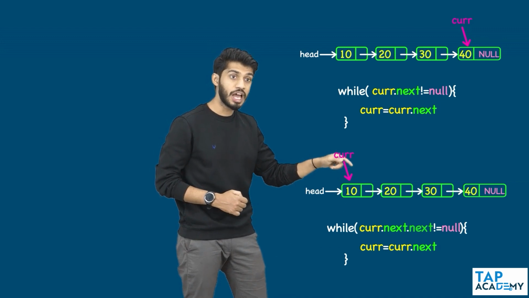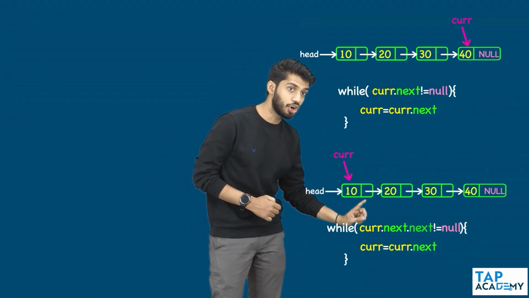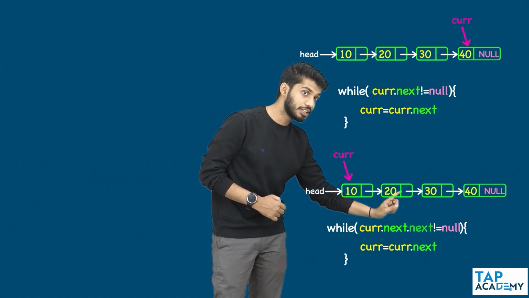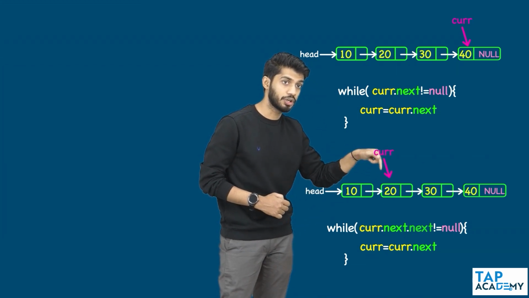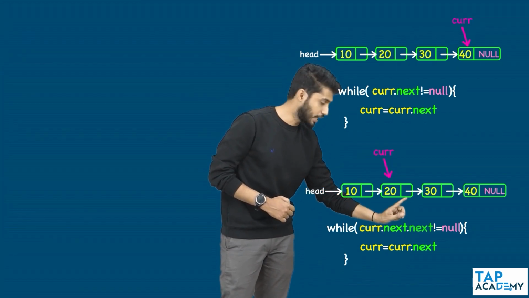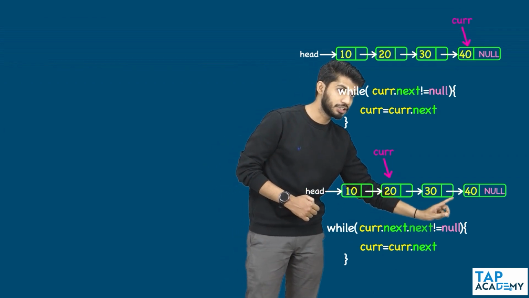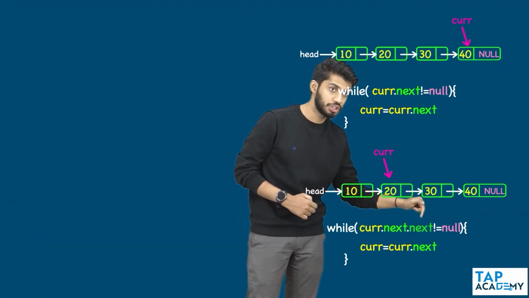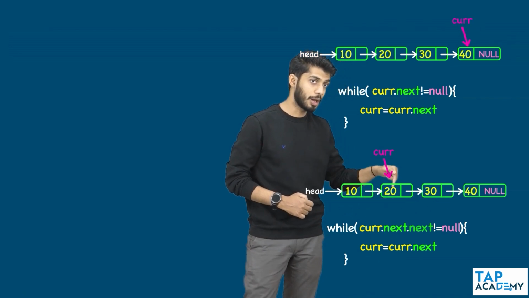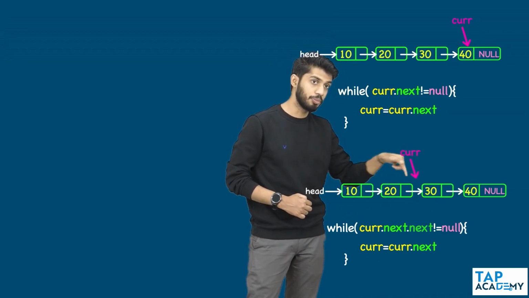Then I will check the condition. Is current.next.next, where current.next is this and .next is this, not equal to null? No, it's not equal to null. So it repeats. Current moves from here to here. Now I am checking, current.next is this, is it not equal to null? No, it's not equal to null. So the condition is true, and true means it moves. The current will move from here to here.